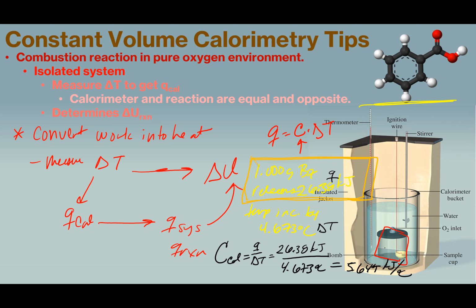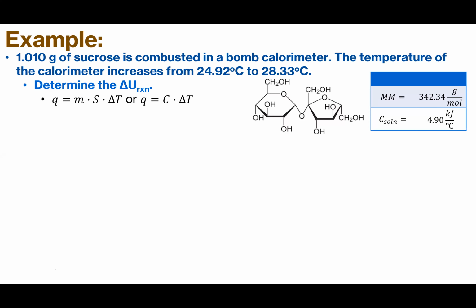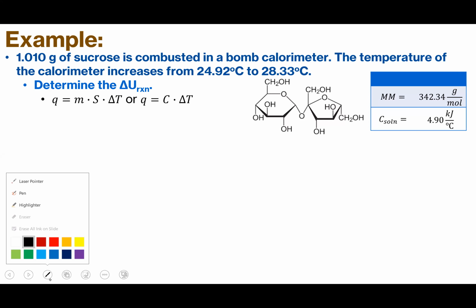After you've done the calibration experiment, you can do the actual calorimetry experiment with your unknown. We're not going to do the calibration step on this, but that's how that's done. Typically the heat capacity of the calorimeter will be given, and so we'll just have to look for that. All right. Here's our example for the calorimetry problem.